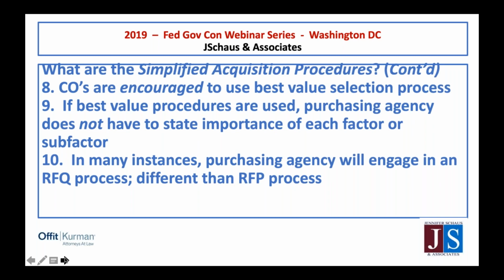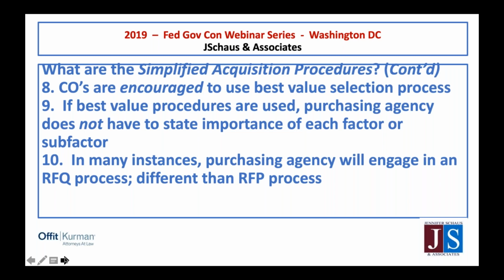Okay, so the FAR under FAR Part 13 encourages contracting officers as part of the SAP process to use a best value selection process. I can tell you, generally speaking, that doesn't happen. Generally speaking, and we'll get into this in a few moments, they're going to use an RFQ process, but if they use an RFP process and incorporate best value selection, they can do that. We talked about past performance a little bit earlier. That's when they incorporate best value, that's usually what they'll do.